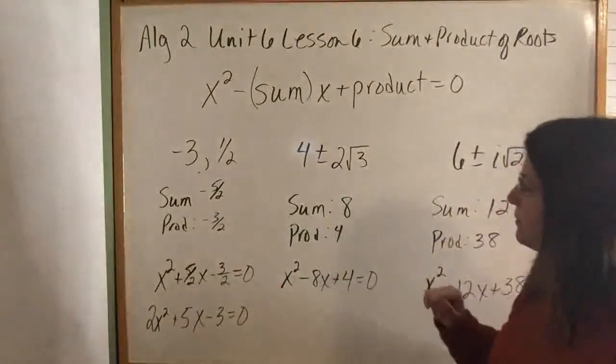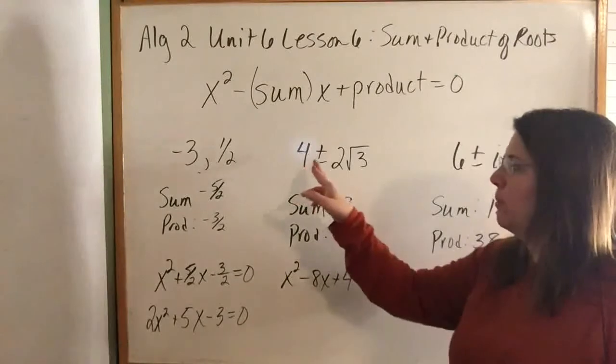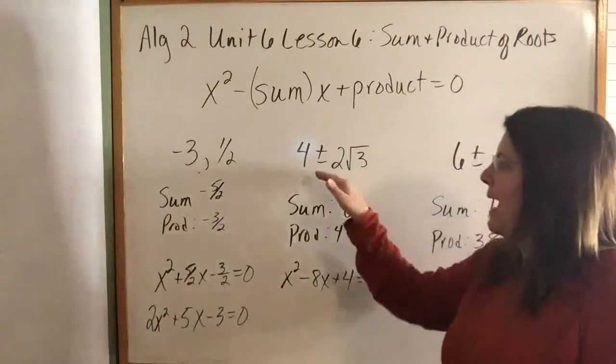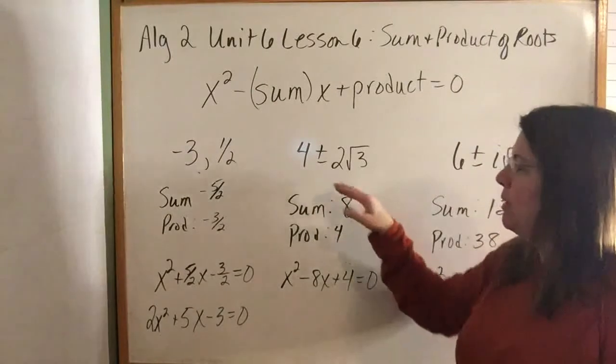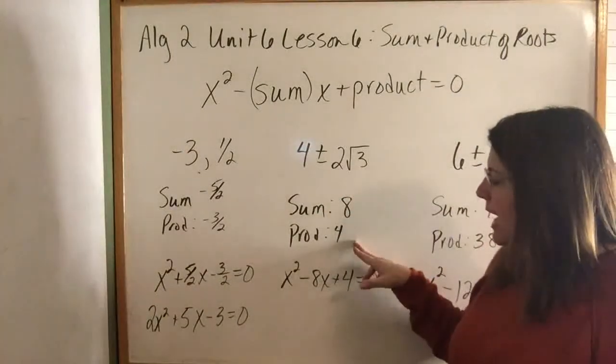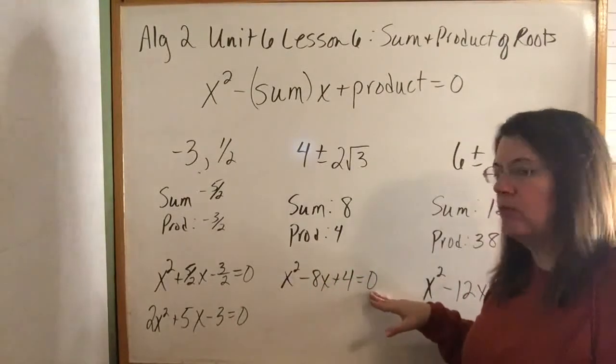In the next one, 4 plus or minus 2 square root of 3. Those two roots are 4 plus 2 square root of 3 and 4 minus 2 square root of 3. When we add those together, we get 8. When we multiply those together, we have to FOIL, and we end up getting 4. And our final answer is x squared minus 8x plus 4 equals 0.